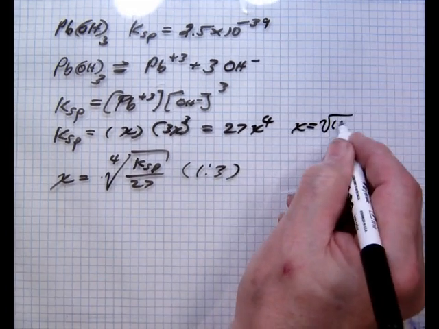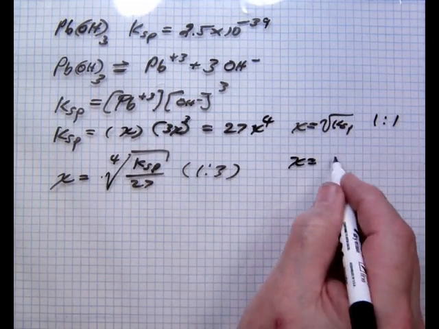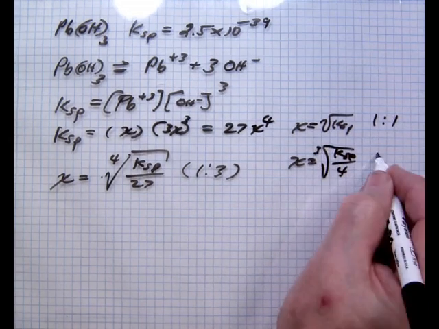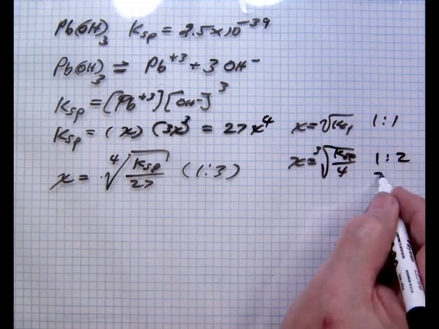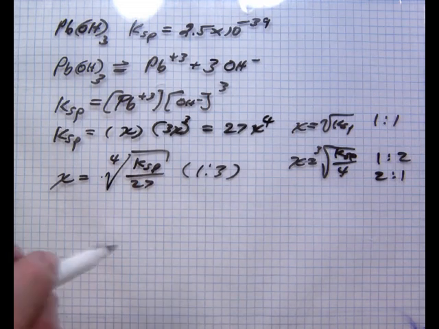X equals the square root of Ksp will always be a 1 to 1. X equals the cube root of Ksp over 4 will be a 1 to 2 or 2 to 1 ionization on your salt, always. Here is a 1 to 3 ionization, it's the 4th root of Ksp over 27. It's very consistent. Now this is in pure water.